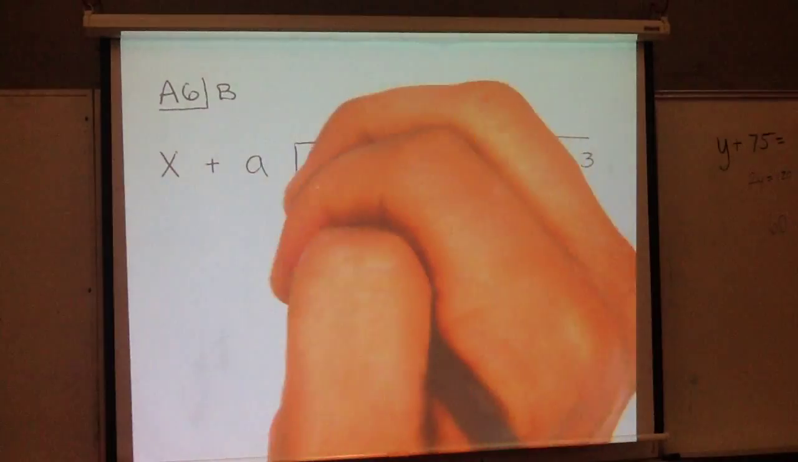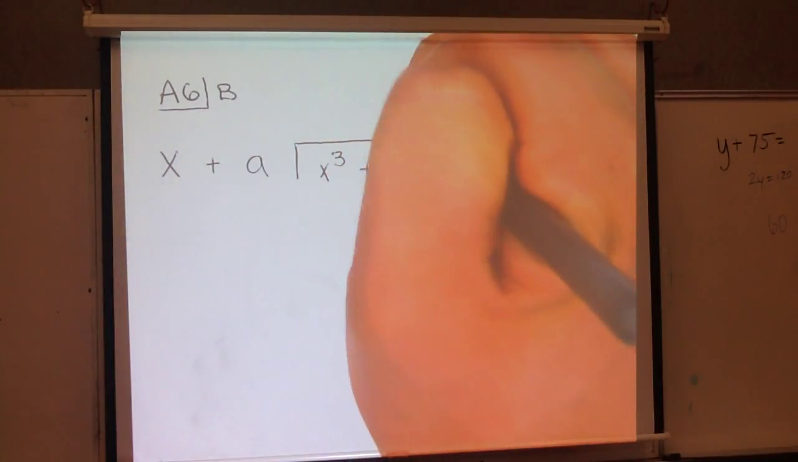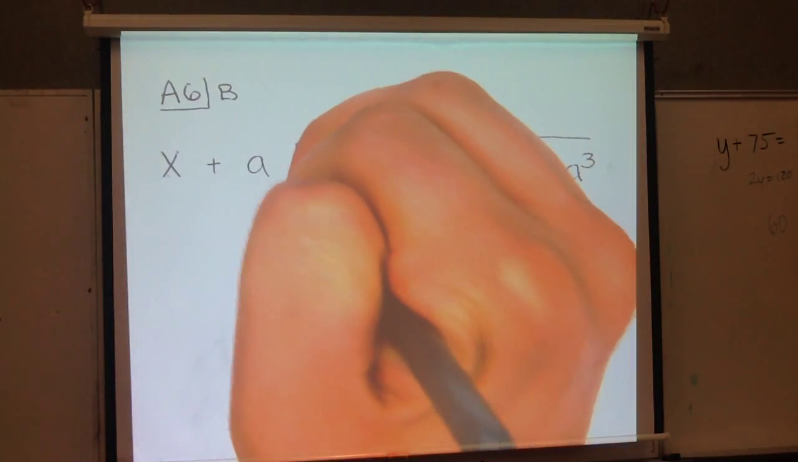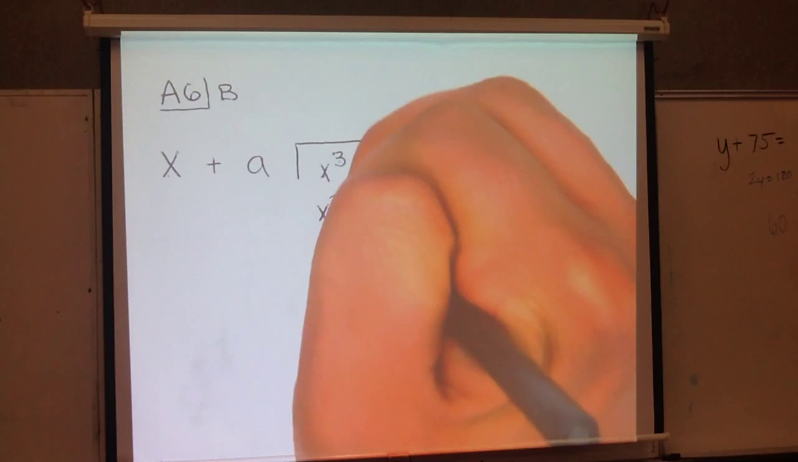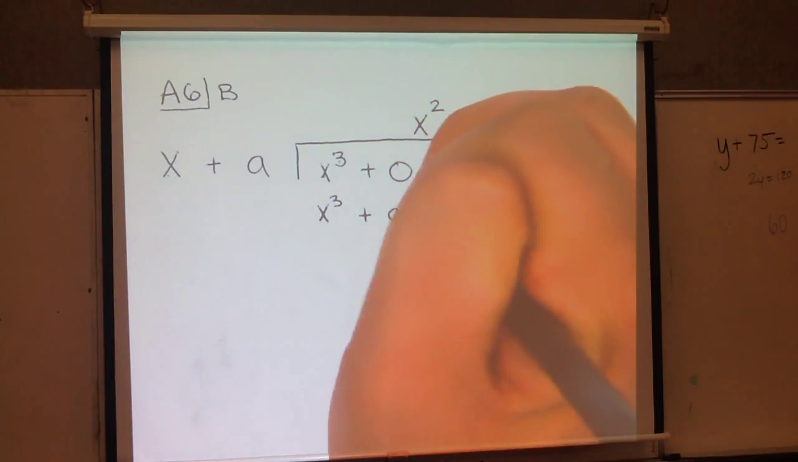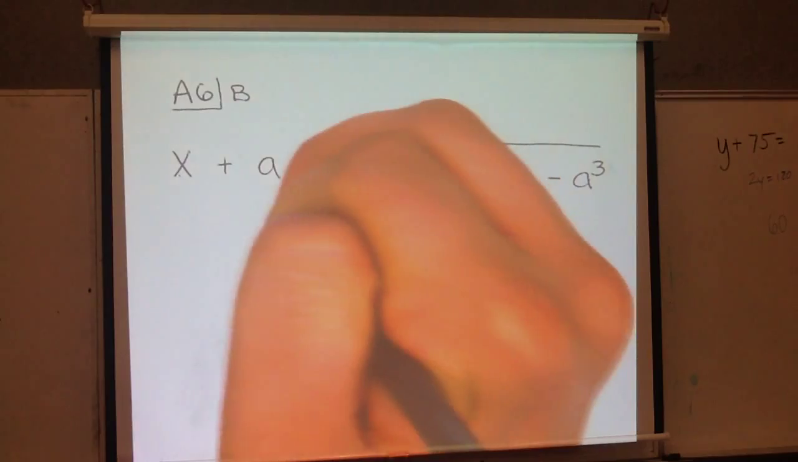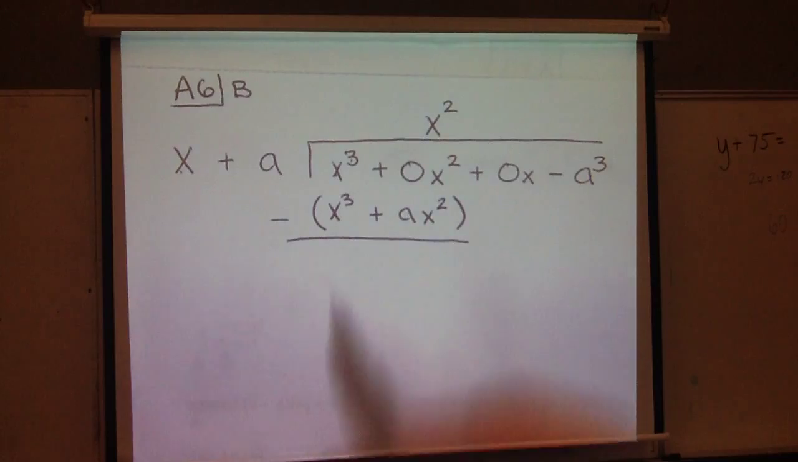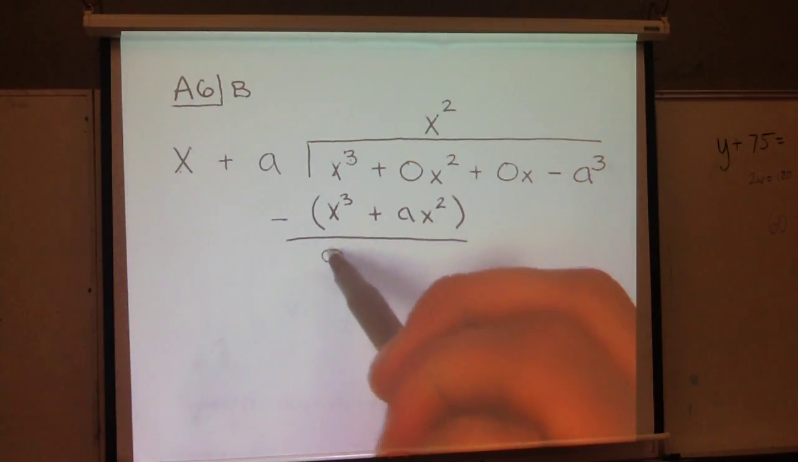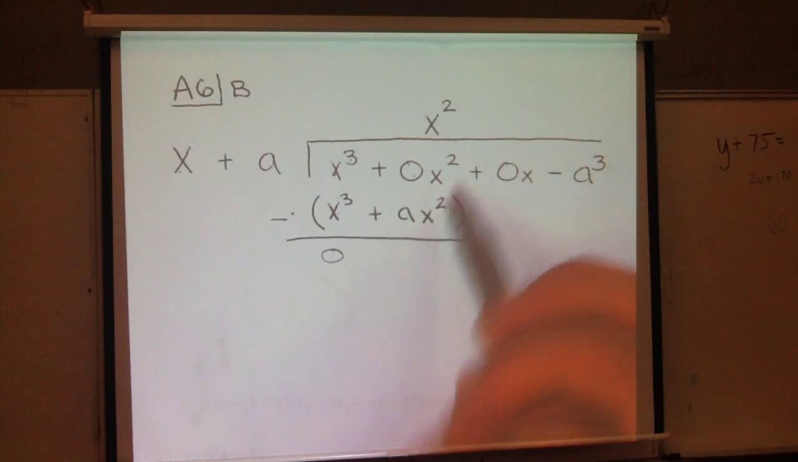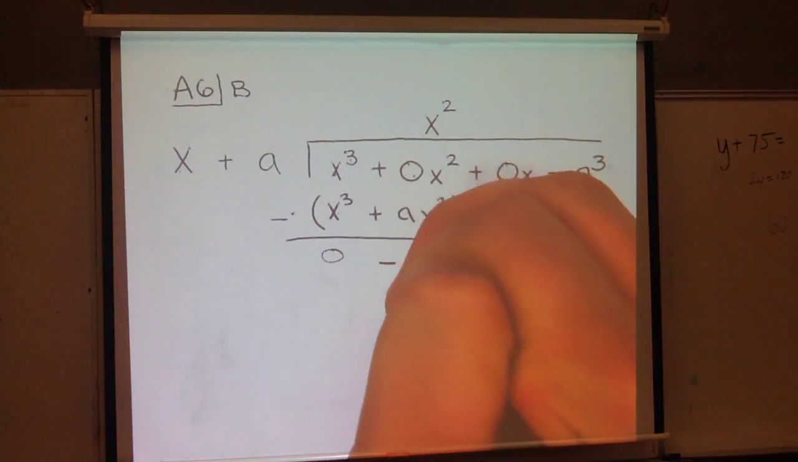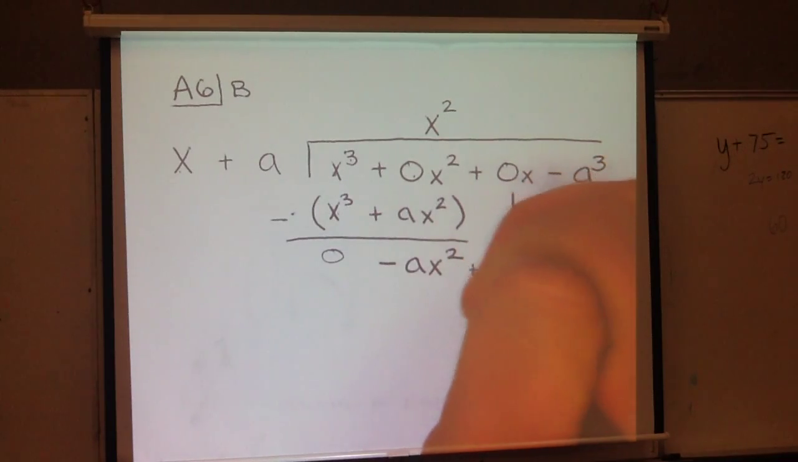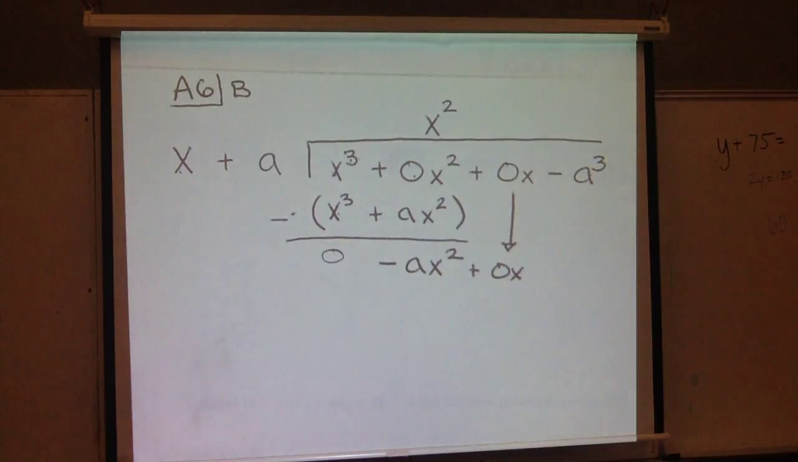And so I'm going to first divide x cubed by x to get x squared. Then I multiply. Then I subtract. Remember, I'm subtracting the entire quantity. x cubed minus x cubed is 0. 0 minus ax squared is going to be negative ax squared. I'm going to bring down the 0x. And I'm going to repeat.